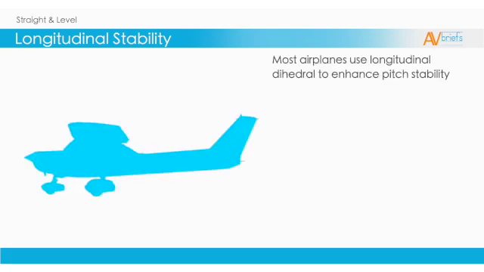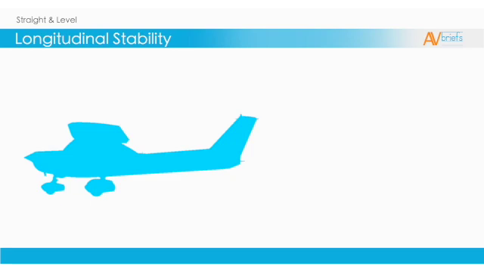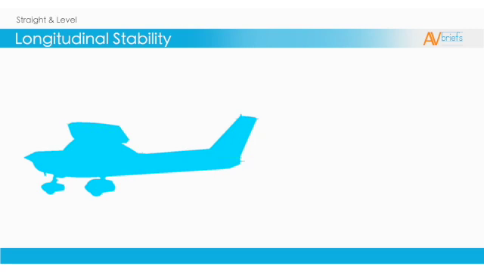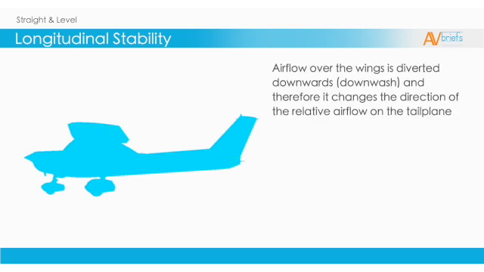Most airplanes use longitudinal dihedral to enhance pitch stability. Dihedral means a positive angle formed between two surfaces. This dihedral, or angle, is formed between the wing chord line and the horizontal stabilizer chord line. As we've seen, airflow over the wings is diverted downwards, called downwash, and therefore it changes the direction of the relative airflow on the tailplane.